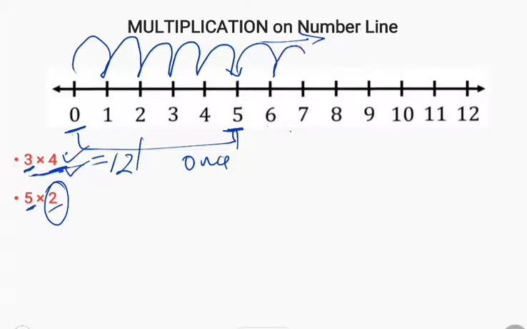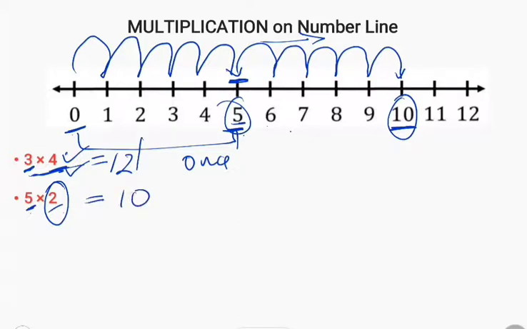So, 5 to 6, one step, second step, third, fourth, fifth step. So, 5 steps. After repeating one time, we reached till 5. And after repeating a second time, we reached till 10. So, 5 multiplied by 2 gives 10 as an answer. So, this is how multiplication happens.